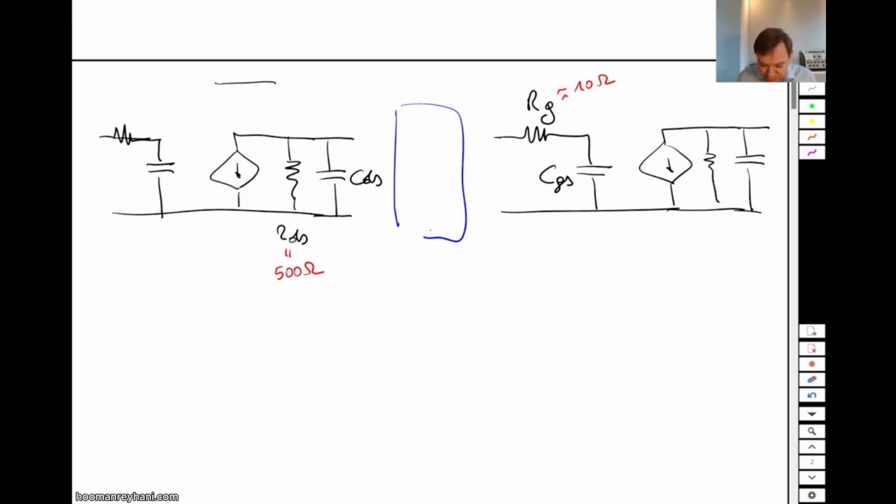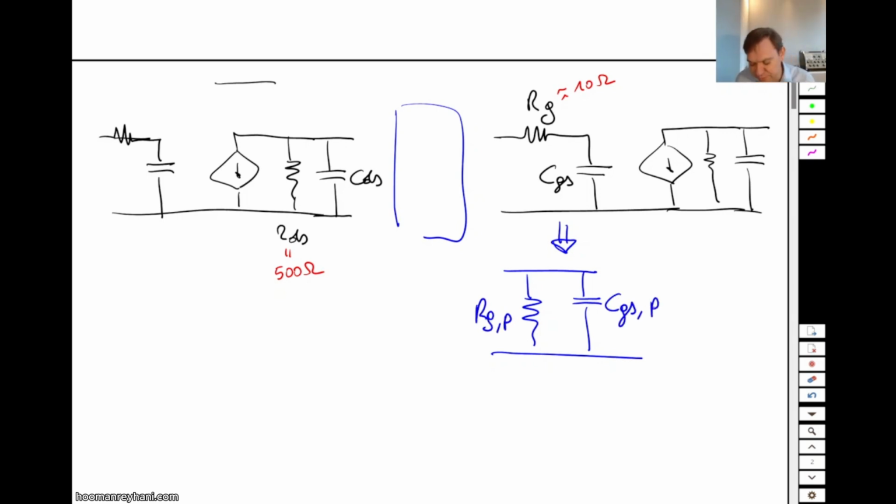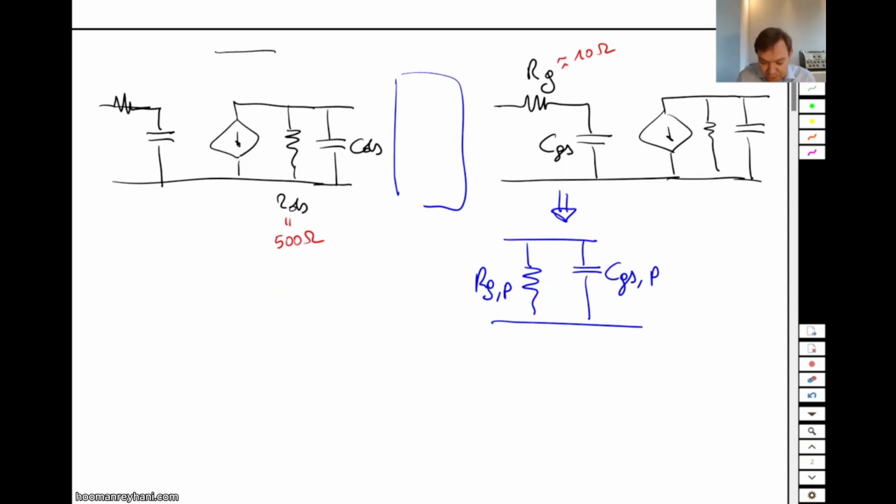Now, to think about it, it's easier to convert this network into a parallel network. You can always do that. At one specific frequency, it's possible, but at any frequency, it's possible to convert a series RC into a parallel RC. So here we have the gate resistance, but now in parallel form, and here we have CGS now in parallel form.